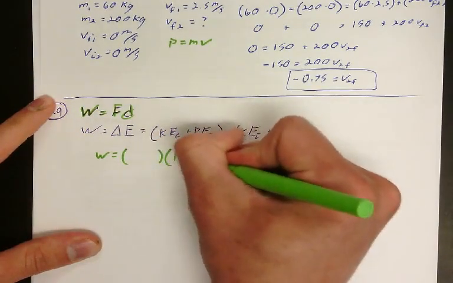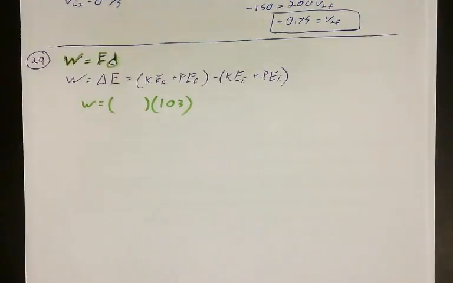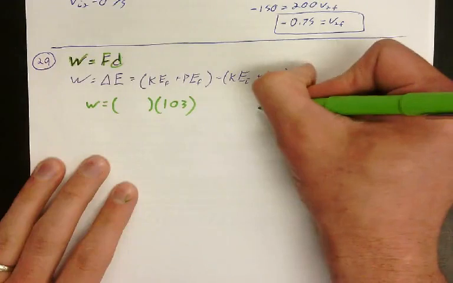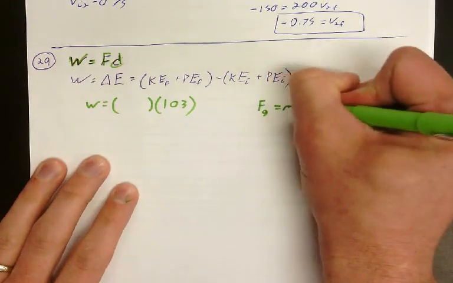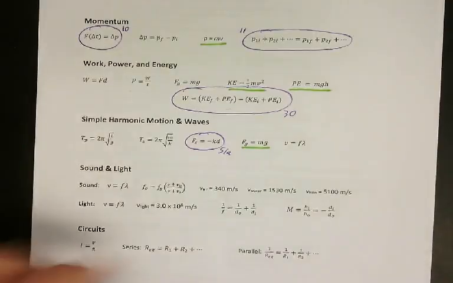Now the distance, I know it's 103. So work is force times distance. So I know what the distance is. The problem is it doesn't tell me what the force is. But I can figure out what the force is because the force is equal to what you have to do work against. So what am I doing work against? Gravity. I'm doing work against gravity. So the equation I need to use for force is mg. And that's on your equation sheet, so you don't have to memorize that.